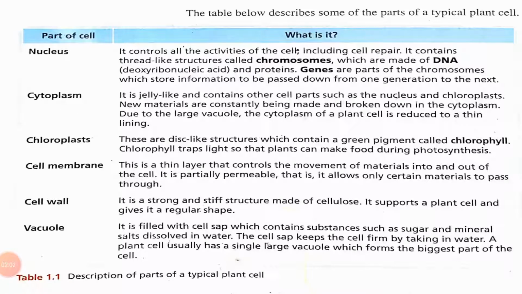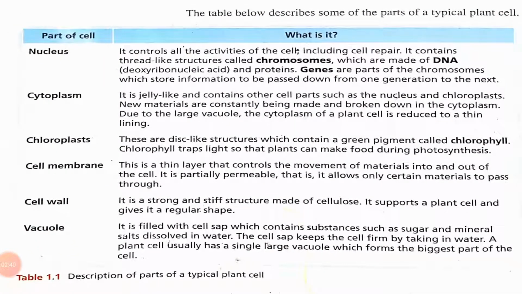Okay, now you have to open the textbook page 8. Here are different functions which are given. You can see here the parts of the cell: the nucleus, cytoplasm, chloroplast, cell membrane, cell wall, vacuole. These are all the parts that are present inside the cell. And look at these paragraphs. These paragraphs represent the functions of these cell organelles.